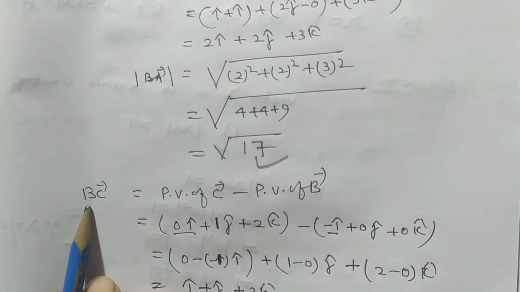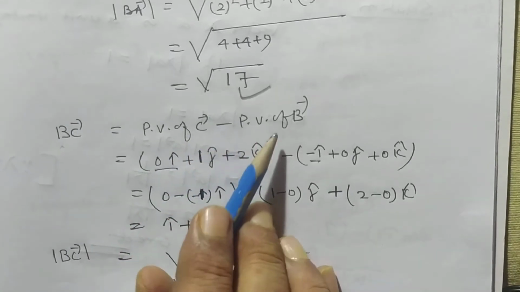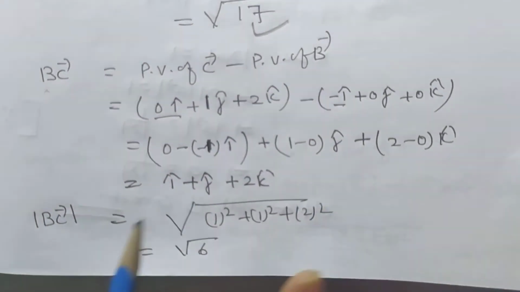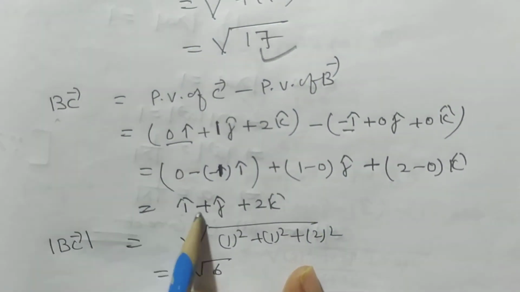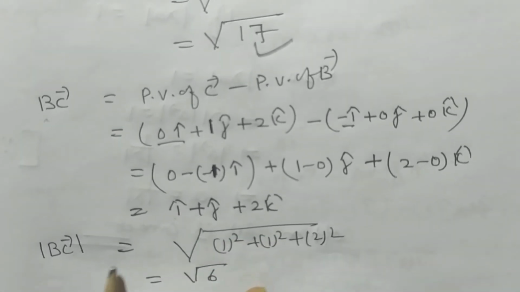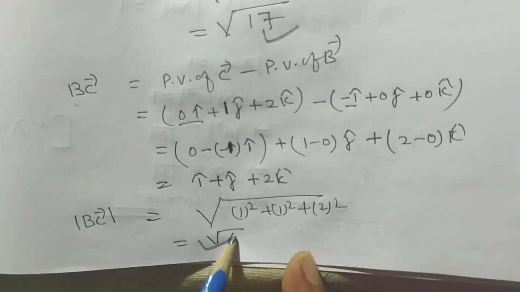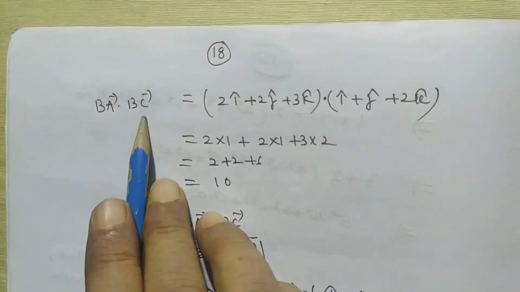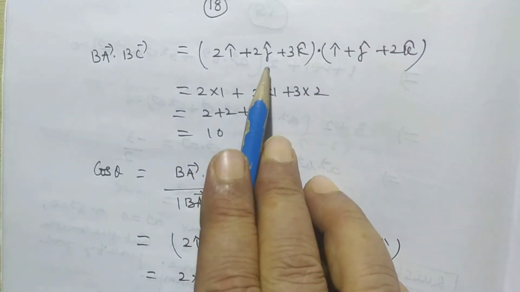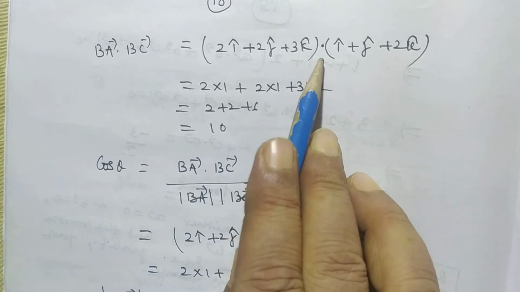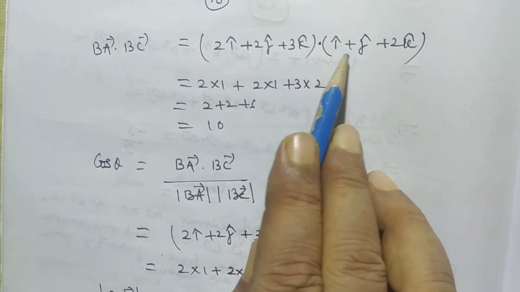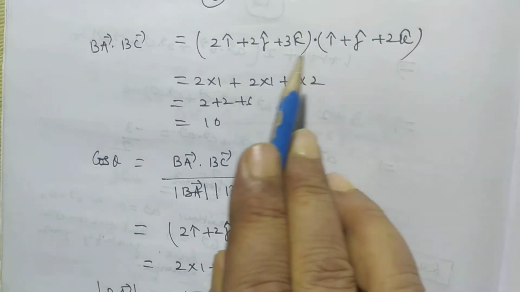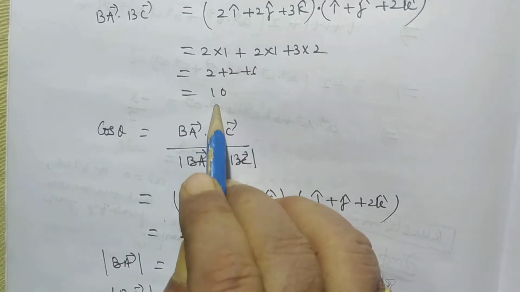Similarly, vector BC is equal to position vector of C minus position vector of B, and after solving it will be i cap plus j cap plus 2k cap. And magnitude of vector BC is equal to root 6. So vector BA dot vector BC is equal to 2i cap plus 2j cap plus 3k cap, dot product with i cap plus j cap plus 2k cap, and after taking the dot product it will be 10.